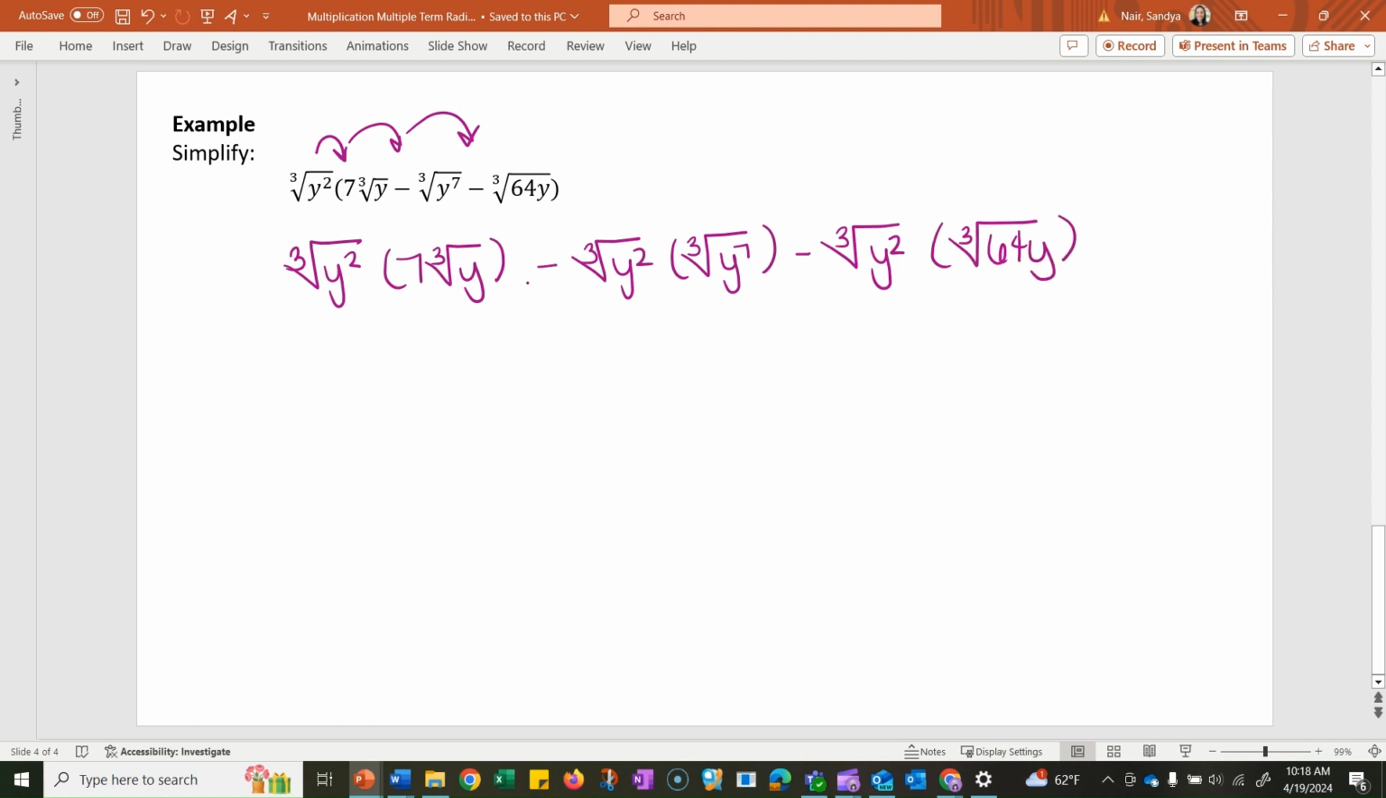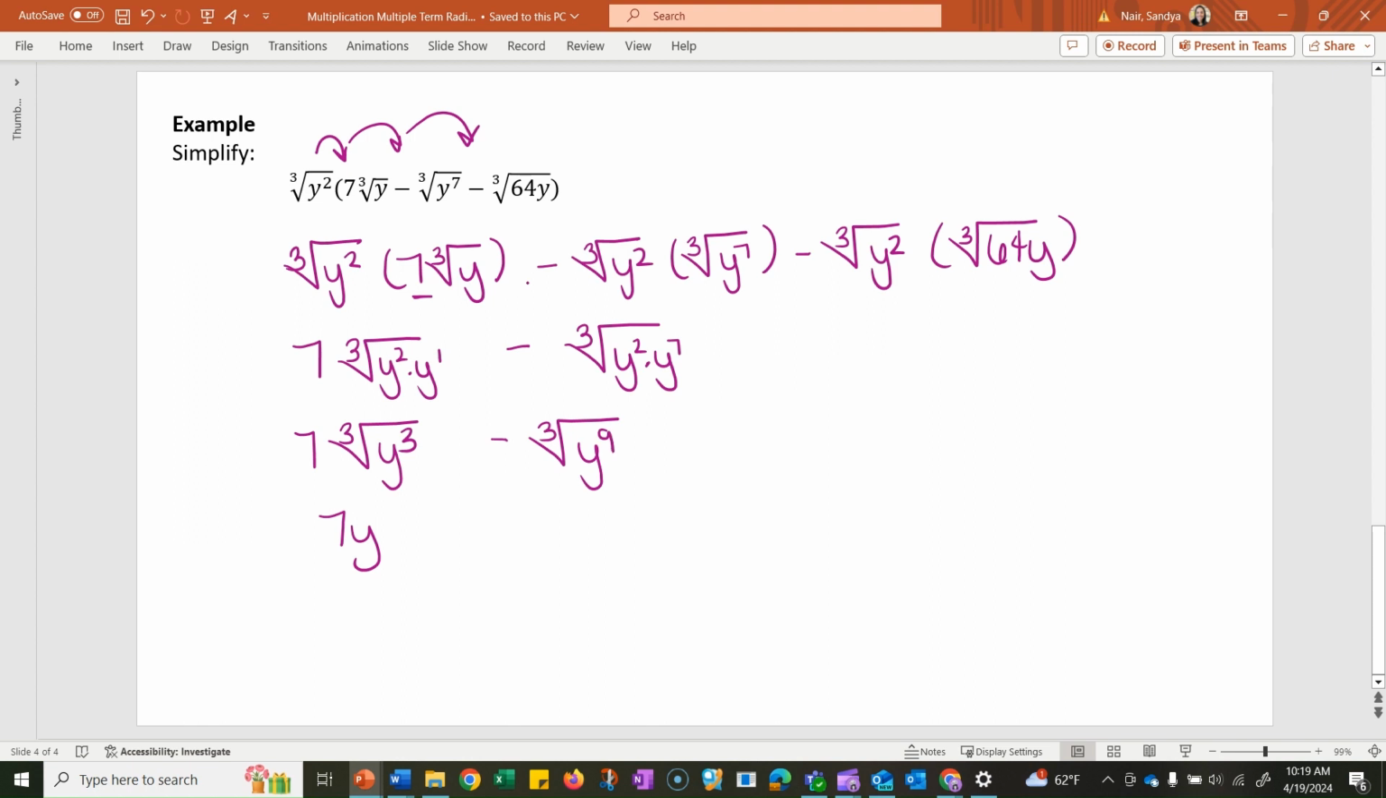Okay, so the cube root of y squared times 7 cube root of y. I'm going to pull out that coefficient and write it in front. And then I have the cube root of y squared times y to the 1. So that gives me 7 cube root of y cubed, which is just going to become 7y. Now let's go to the second multiplication. So I have the cube root of y squared times y to the 7th. So I'm going to add those exponents together. So I have minus cube root of y to the 9th. Okay, that's going to simplify because 9 is divisible by 3. So I have minus y cubed.